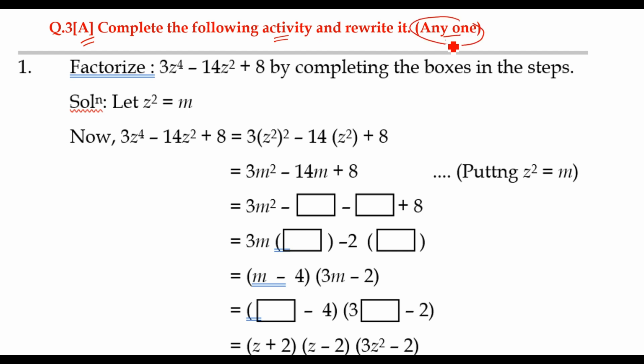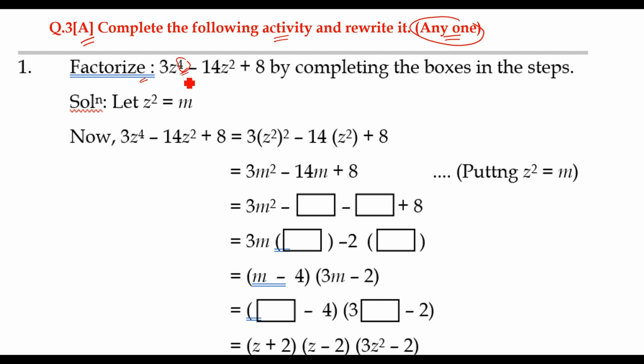Total 2 activities will be asked and you have to solve any one. The question is 3z raised to 4 minus 14z square plus 8. Then you have to factorize the term. As we know that the degree of the given polynomial is 4, therefore the number of factors is also going to be 4. So let us see how it is going to be solved.